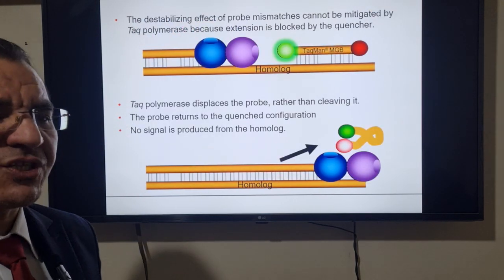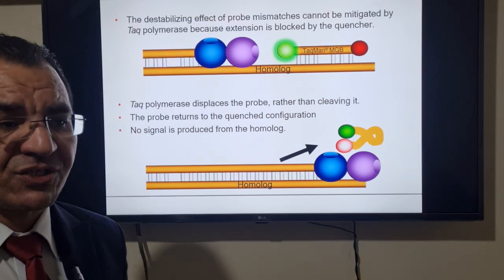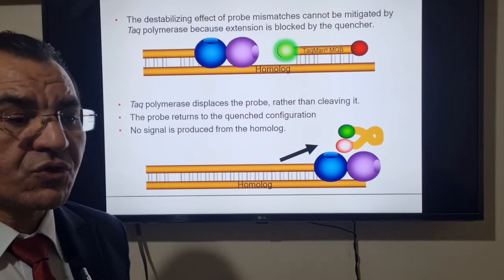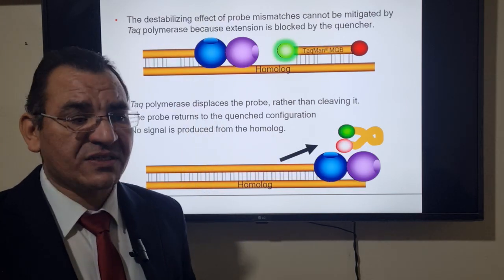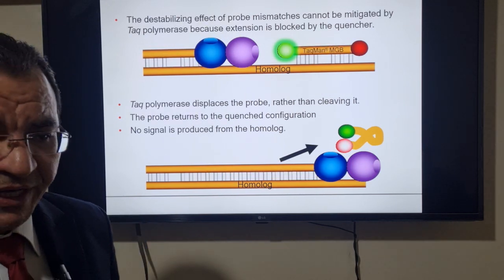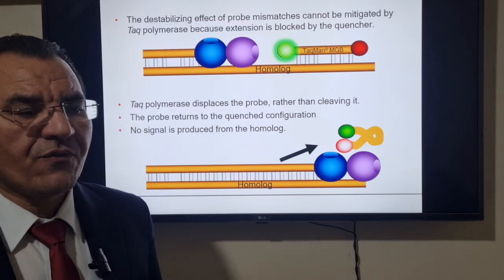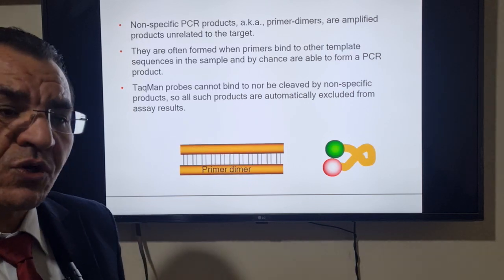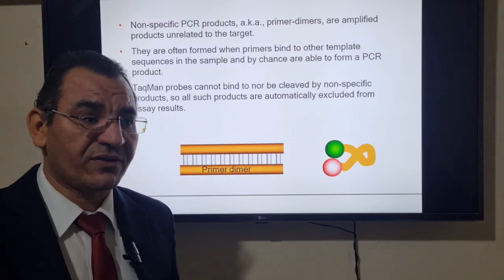There is no mismatch extension for TaqMan probes. The destabilizing effect of probe mismatches cannot be mitigated by the Taq polymerase enzyme because extension is blocked by the quencher, and the Taq polymerase displaces the probe rather than cleaving it. The probe returns to the quenched configuration, and no signal is produced from the homologue. The exclusion of non-specific product is the most important advantage of 5' nuclease activity using TaqMan technology.